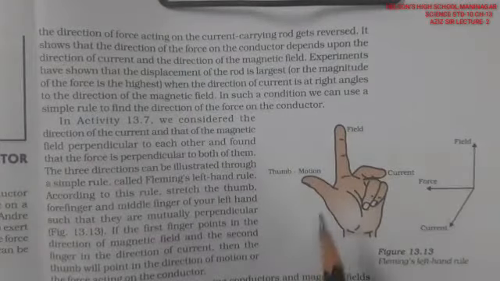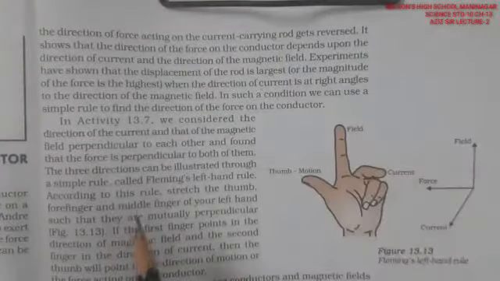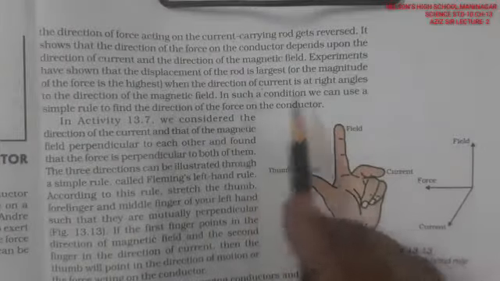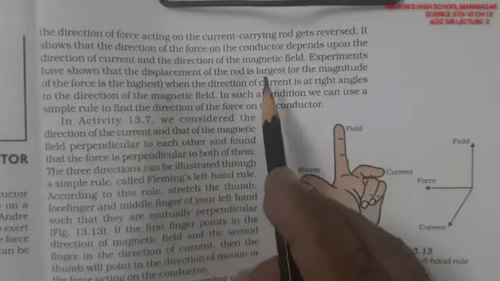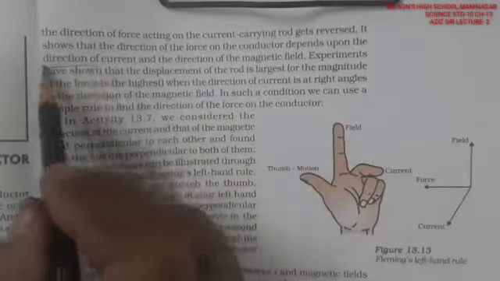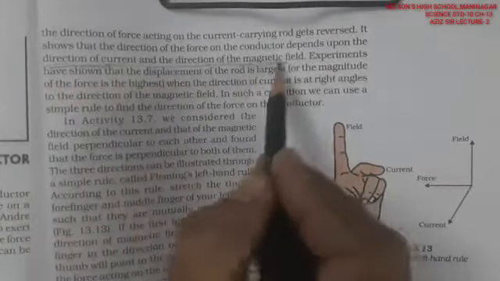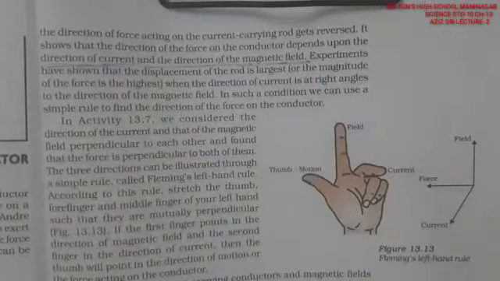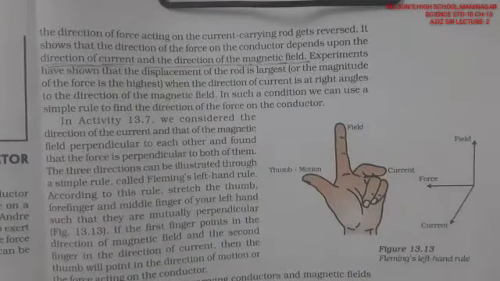So the direction of the current carrying rod gets reversed. This shows that the direction of the force on the conductor depends upon the direction of the current and the direction of the magnetic field. This is important: if either the direction of the current or the direction of the magnetic field is reversed, then the direction of the force reverses.